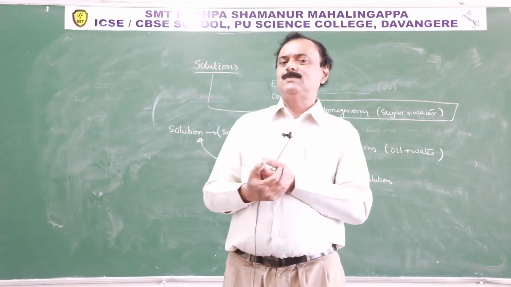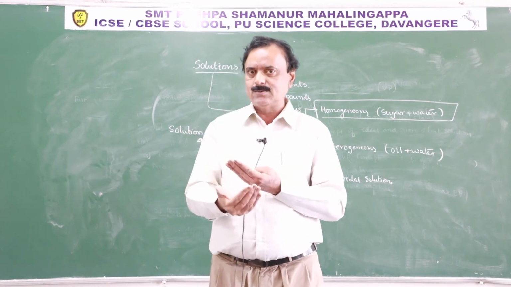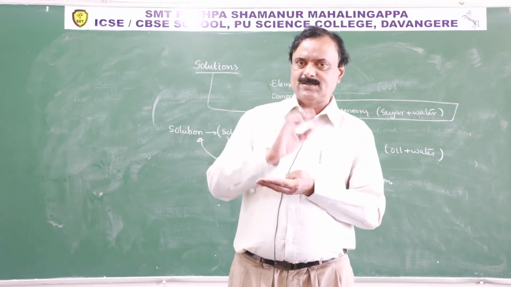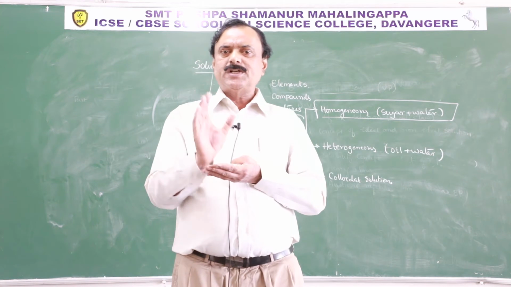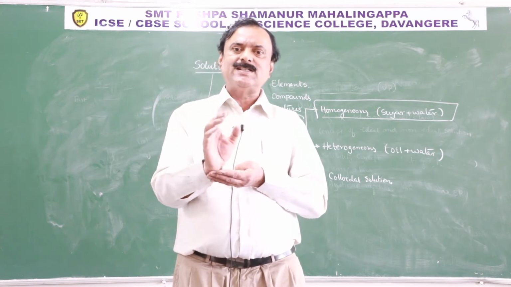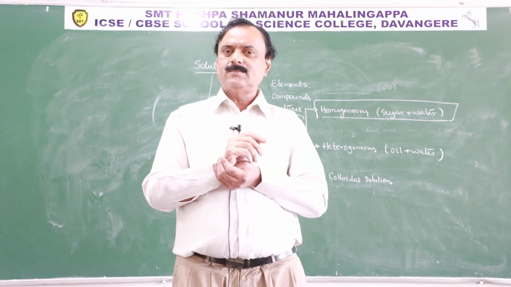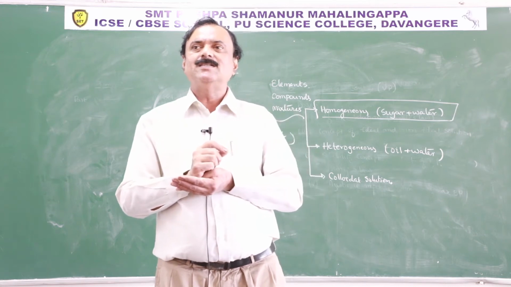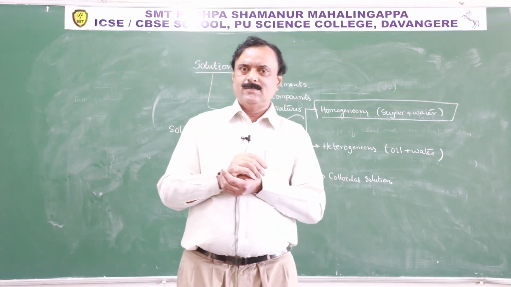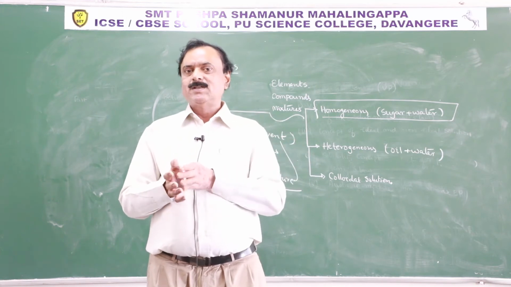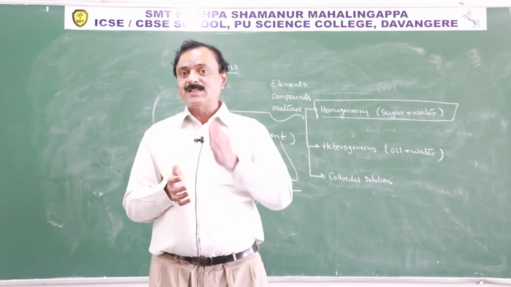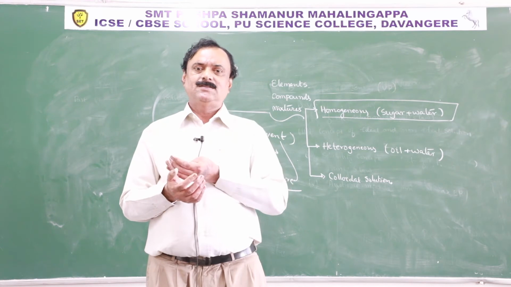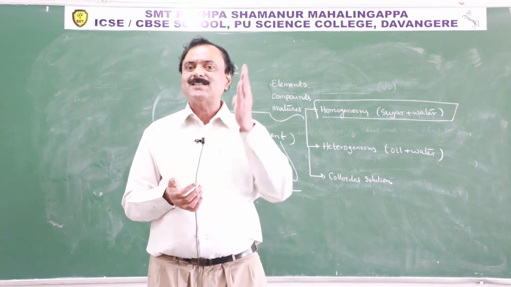Now what do you mean by solute? When sugar crystals are added to water, the sugar crystals dissolve. The portion of the solution which is present in smaller quantity, that has the ability to disperse in the medium, is called the solute. And what is the solvent? The solvent is the medium which has the ability to disperse or dissolve the solute in its vicinity. That component is called the solvent.